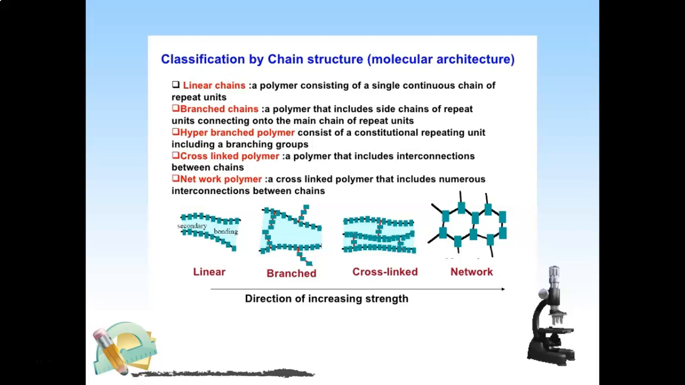So a branch chain means a polymer that includes side chains of repeat units connecting onto the main chain of repeat units. You can see that the linear chain has a branch structure attached to it, so we call it a branch polymer. The branch polymer is quite hard to melt, because this is the process we call a thermoset polymer, because mostly branch polymers are thermoset polymers.